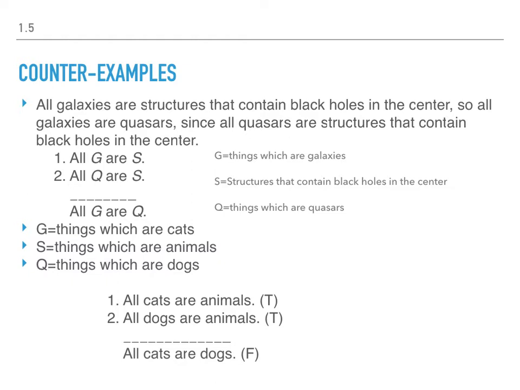Okay, so there it is. Now notice that we have now shown definitively that the argument pattern, the argument form that we had written up there before, all G are S, all Q are S, therefore all G are Q, is invalid. That form of reasoning is an invalid form of reasoning. It allows the possibility of starting from true premises and ending up with a false conclusion. It may or may not have been the case up here, although it is in fact false that all galaxies are quasars, and probably also false that all quasars are structures that contain black holes in the center.